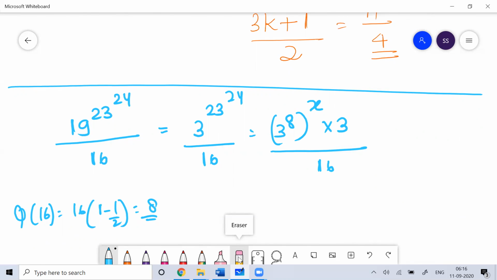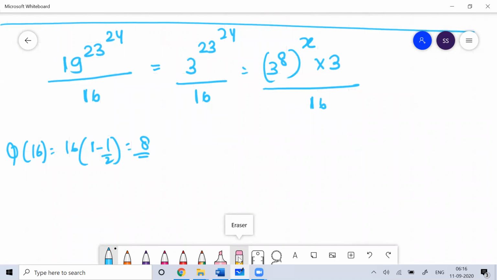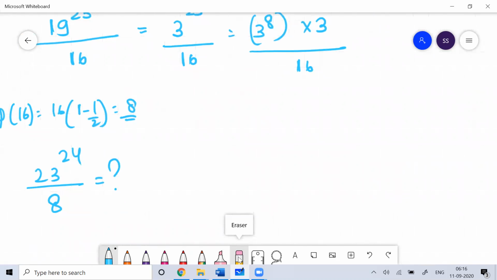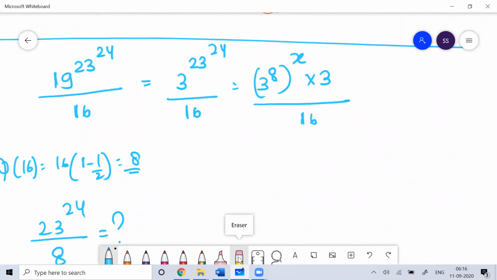So ultimately what matters to me is that when 23 to the power 24 is divided by 8, what is the remainder? That is what I'm interested in, so I'm going to put it here.